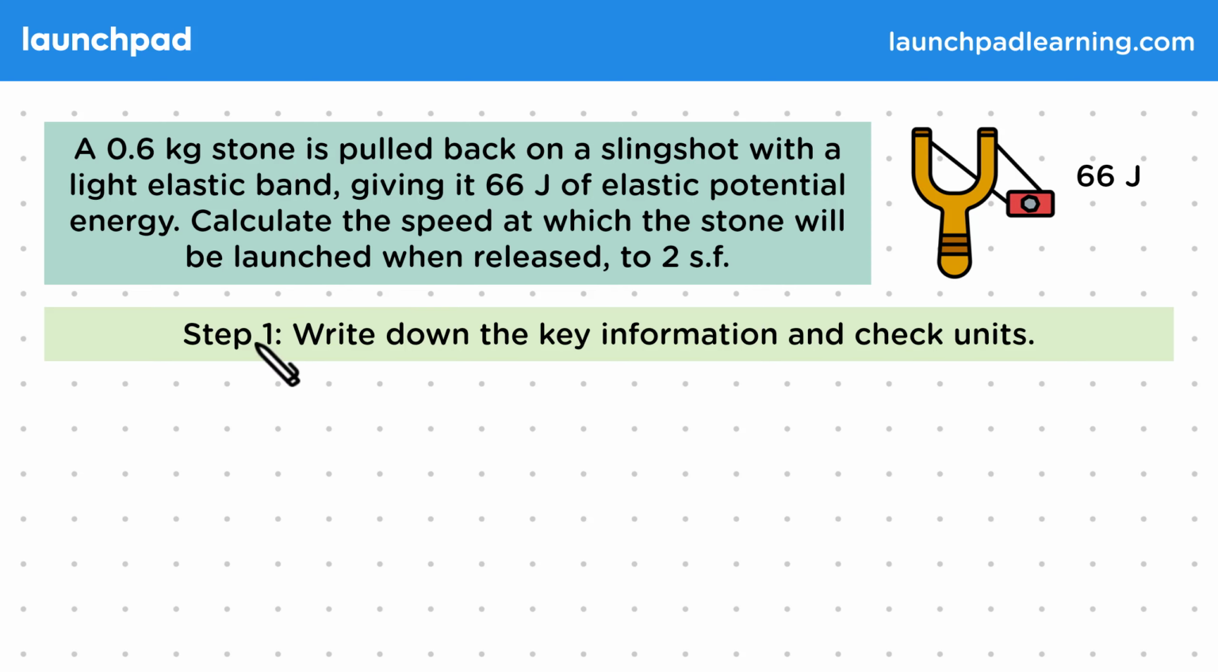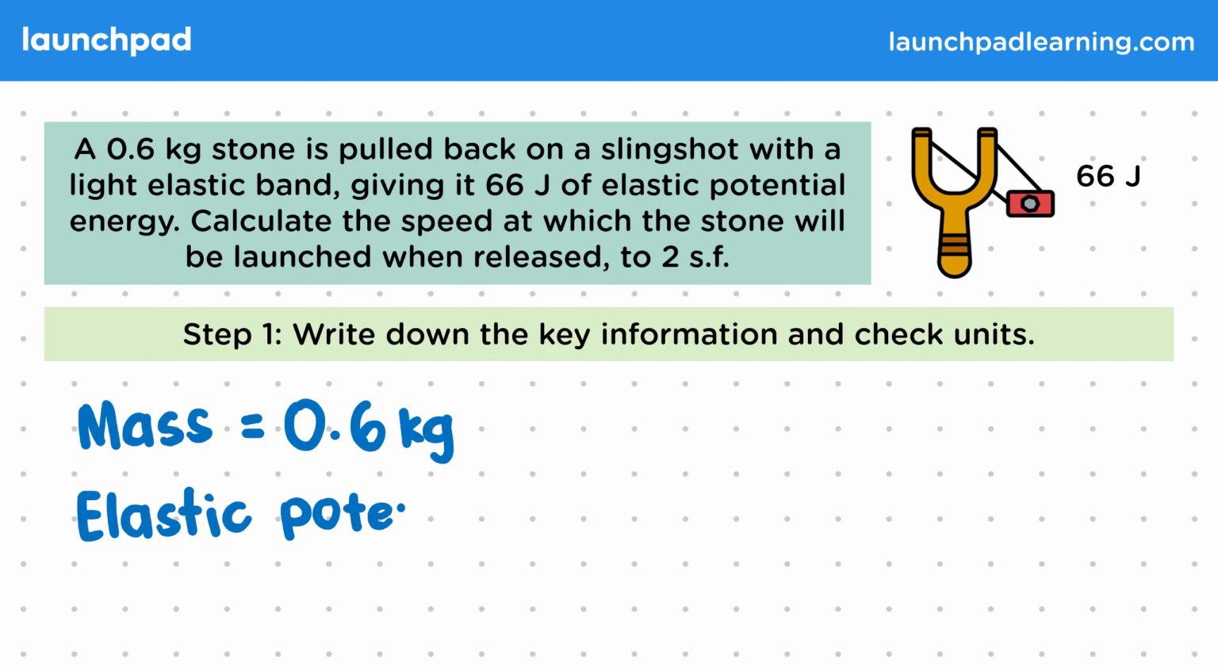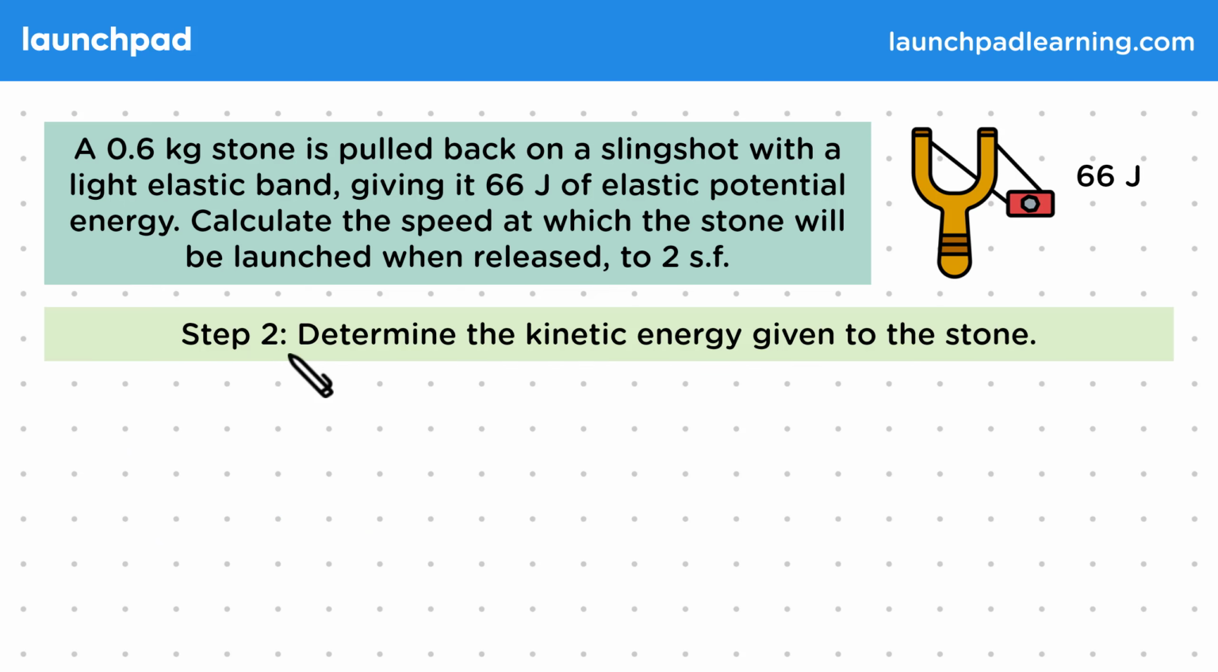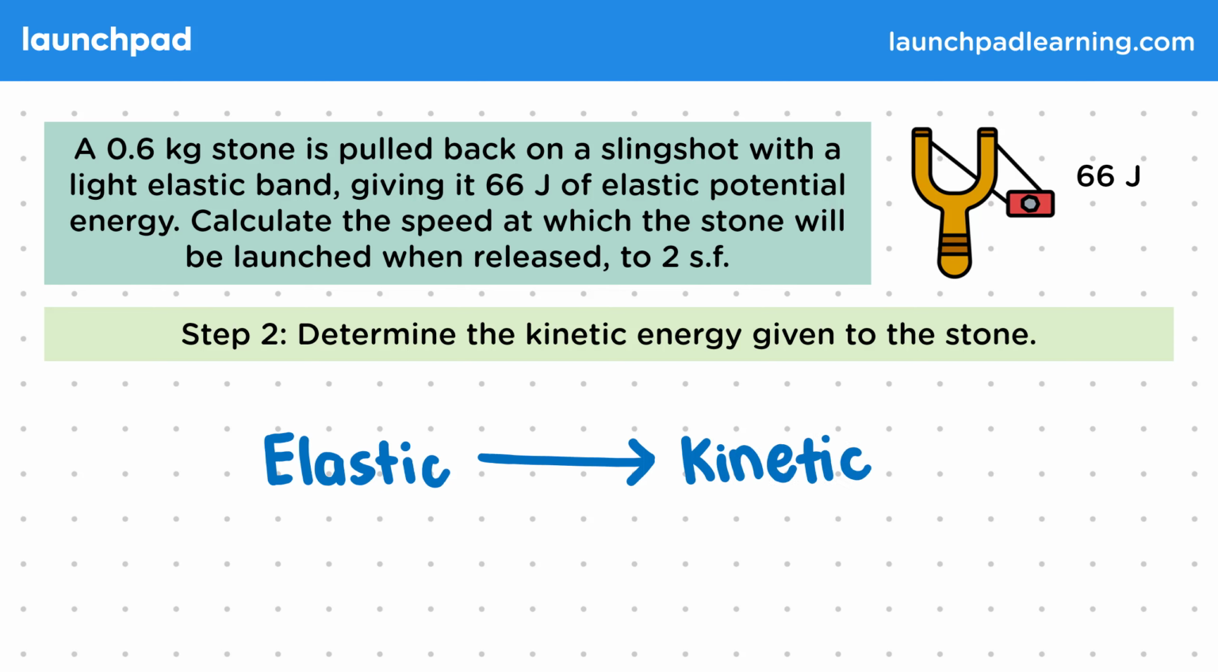So for the first step, let's write down the key information and check the units. The mass is equal to 0.6 kilograms, and the elastic potential energy is equal to 66 joules, and we want to calculate the speed of the stone. For step 2, let's determine the kinetic energy given to the stone. So we can assume that all of the elastic potential becomes kinetic energy in the stone. So the kinetic energy given to the stone is 66 joules.